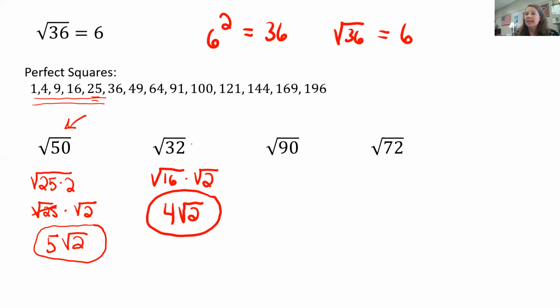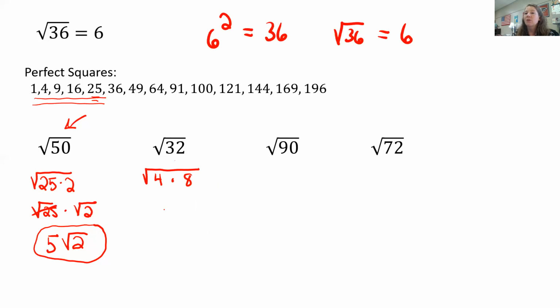Now let's say for a second, let me erase that. Let's say I didn't pick the biggest perfect square. Let's say I forgot that 16 was a factor of 32 and I picked 4. All right, so I would think of this as 4 times 8. Well, then I would go, the square root of 4 is 2, so my final answer is 2 square roots of 8. But that's not right. It's not simplified because 8 actually has a factor that is also a perfect square. 4 is a perfect square.